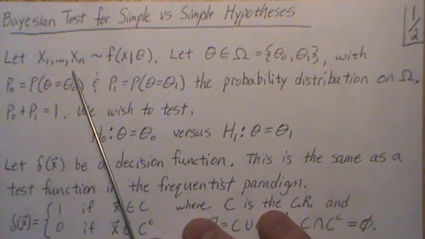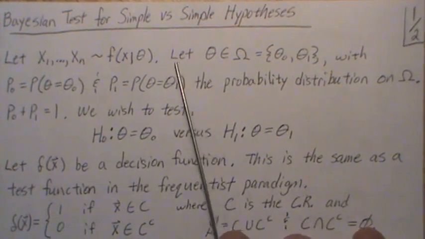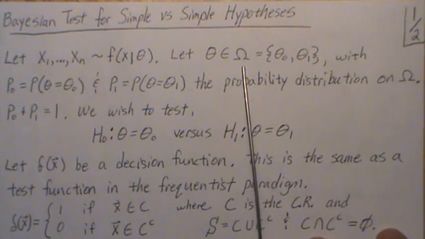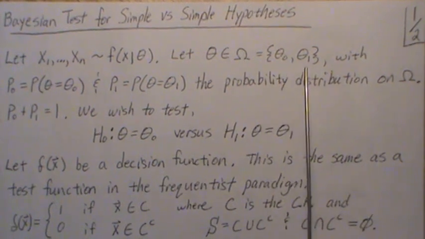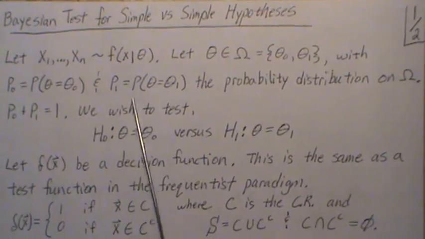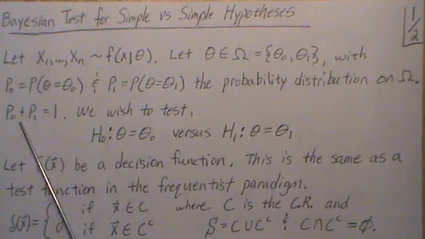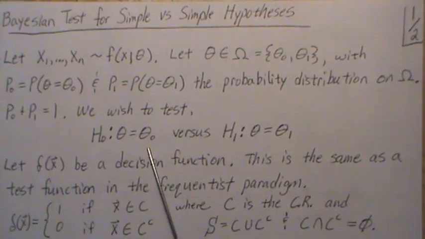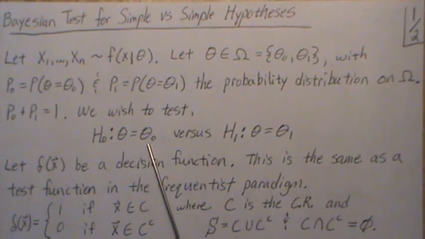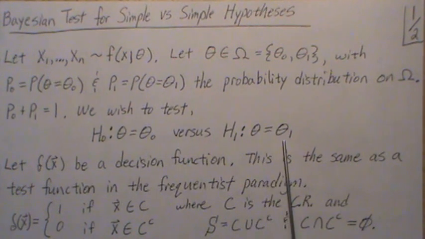Now let's let our data, our random sample, be from some distribution, x given theta, where theta lives in the parameter space omega, and it has 2 points, theta 0 and theta 1. And it has prior probabilities of P0 and P1. So that's the probability distribution on theta. You know, they do add to 1. And we wish to test the null hypothesis that theta is theta 0 versus the alternative hypothesis that theta is equal to theta 1.